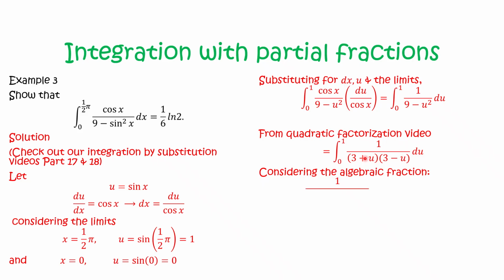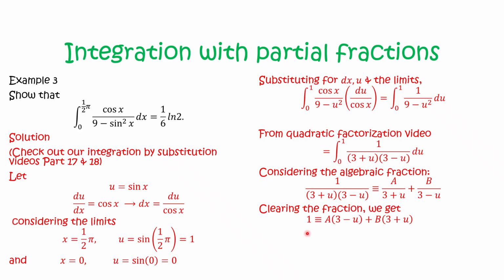Now, considering the algebraic fraction that we have, we can partition this using partial fractions in the form 1 over 3 plus u times 3 minus u is equivalent to capital letter A divided by 3 plus u plus B divided by 3 minus u. Now clearing the fractions, we get 1 is equivalent to A times 3 minus u plus B times 3 plus u. And we label this one identity star.